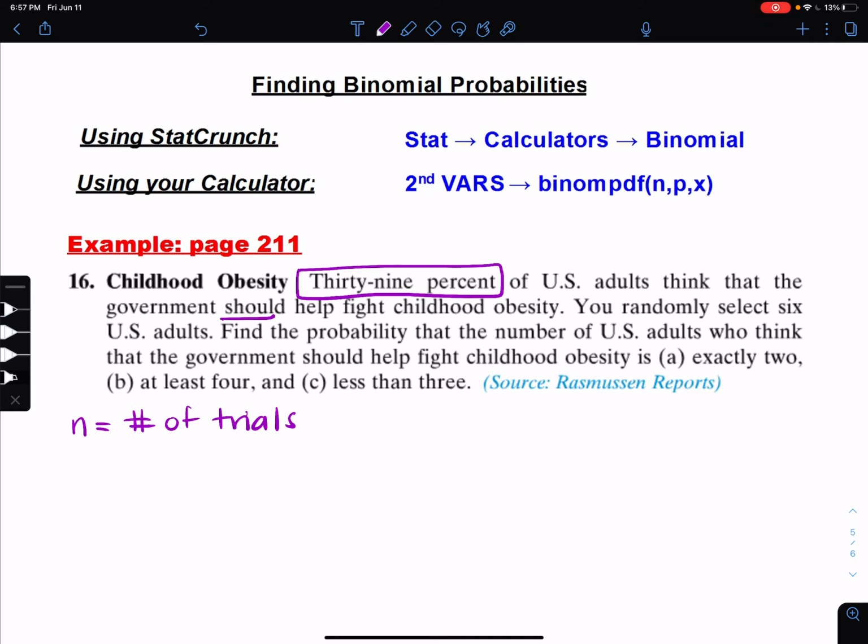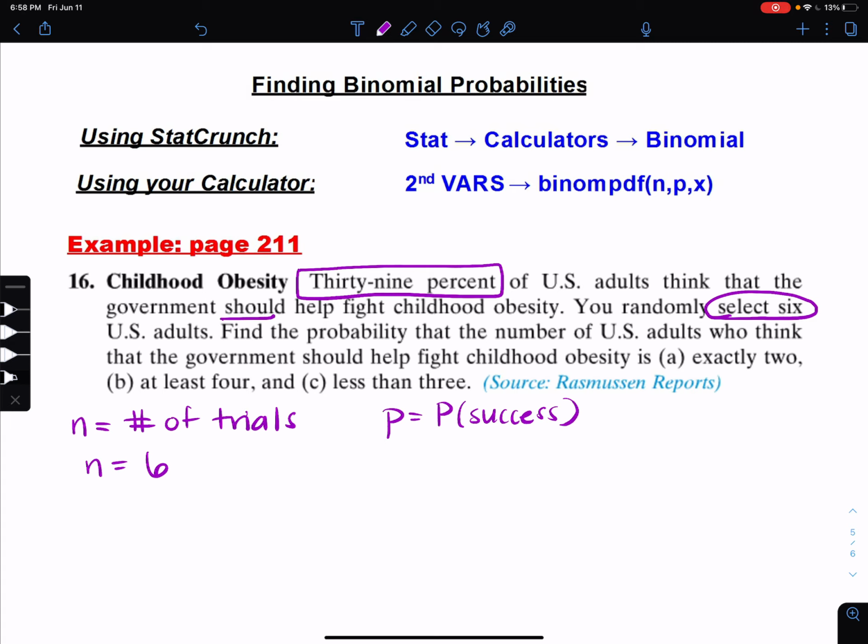Okay, so I'm going to note right here, I'm going to select 6 U.S. adults. That's my total. So the number of trials, I'm going to do this experiment 6 times. Now P is the probability of success. And remember, success is whatever you're counting.